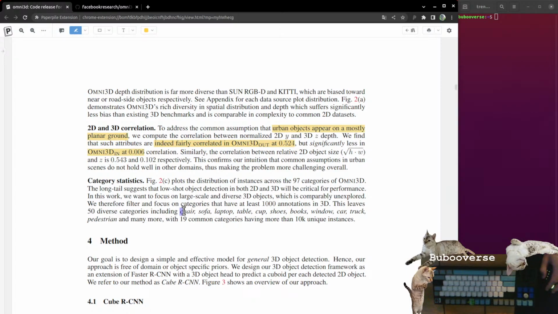Here you have some of the categories. Chair, sofa, laptop, table, cup, shoes, book, window, car, truck, pedestrian. Yeah, so it really just looks like they concatenated the indoor scene categories and the autonomous vehicle categories.